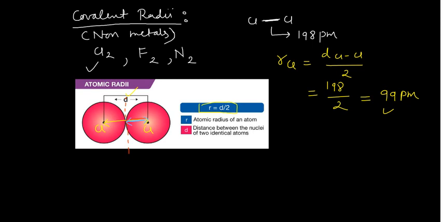But the problem is that this is quite simple when we have homonuclear diatomic molecules. These all are homonuclear diatomic molecules. What is the meaning of homonuclear diatomic? Diatomic means two atoms are involved, and homo means both are of identical kind. But what is the problem? When you have a different kind of species, say for example HBr.